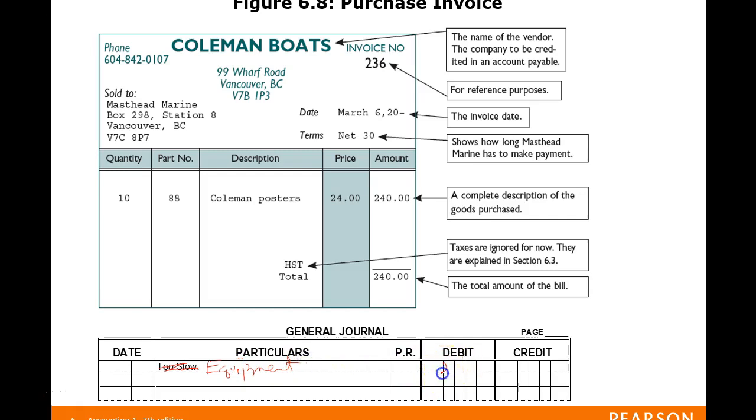Of $240, and we're going to credit accounts payable and Coleman Boats. So same type of source document, a purchase invoice, but we have a different account to debit. So they wanted you to see that. Pause me, finish writing that down, and then continue.